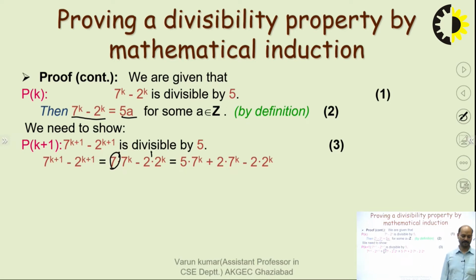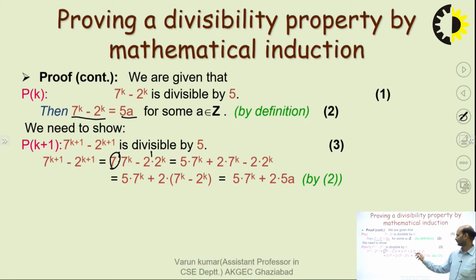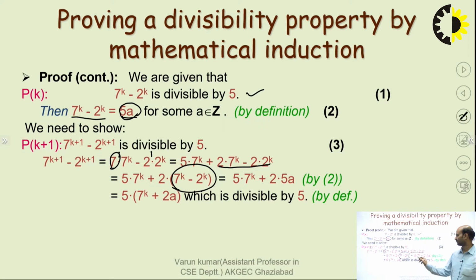We take some common part from here. What is common? That is 2. We take 2 as common, then it means 7^k minus 2^k. Then 5 dot 7^k plus 2 dot (7^k minus 2^k). We assumed that it is divisible by 5, so we replace it by 5a. It becomes 10a. So 5 dot 7^k plus 10a. Okay, we take 5 as common from here, then it means (7^k plus 2a) dot 5, which is divisible by 5 by definition.